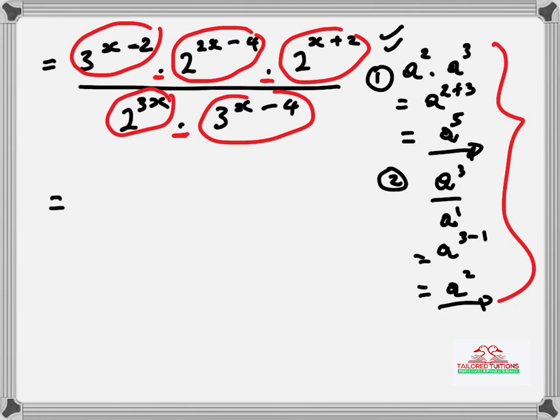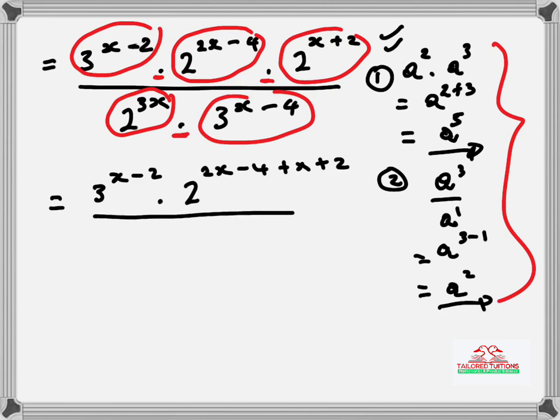So now let's check. You see what we have now? We have this power and this power here, right? So they have the same bases, so we're gonna take one base and add the exponents. So I'm gonna write this one as it is, exponent 2 times 2. Now let's take this exponent. It's 2x minus 4 plus x plus 2. That is the numerator. In the denominator, I'm gonna leave it as it is.